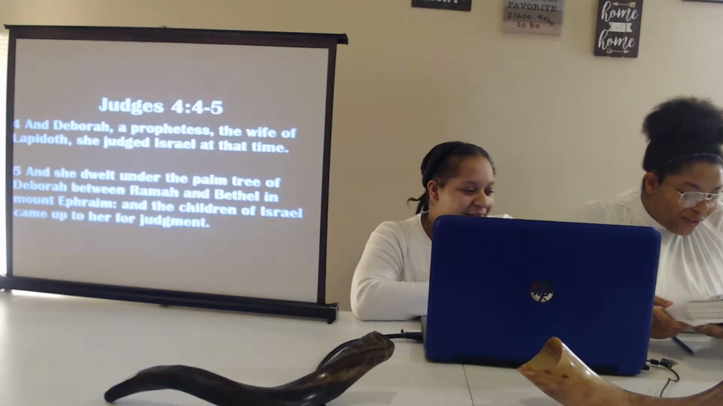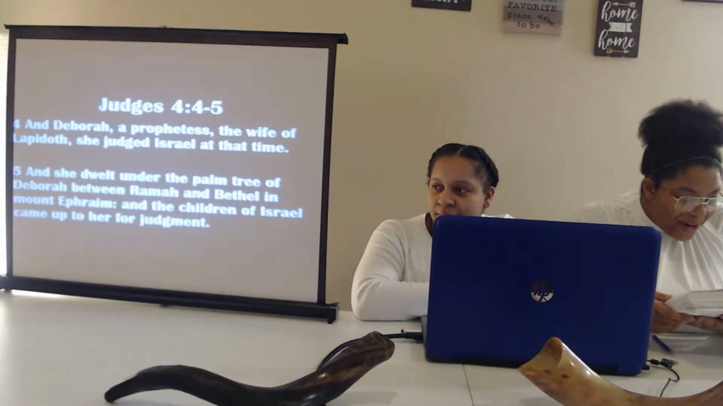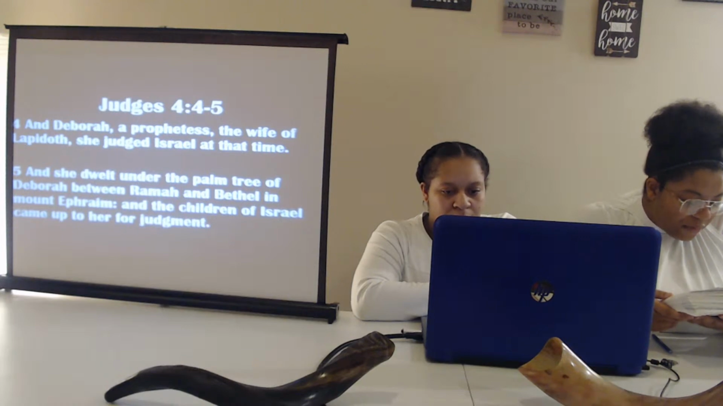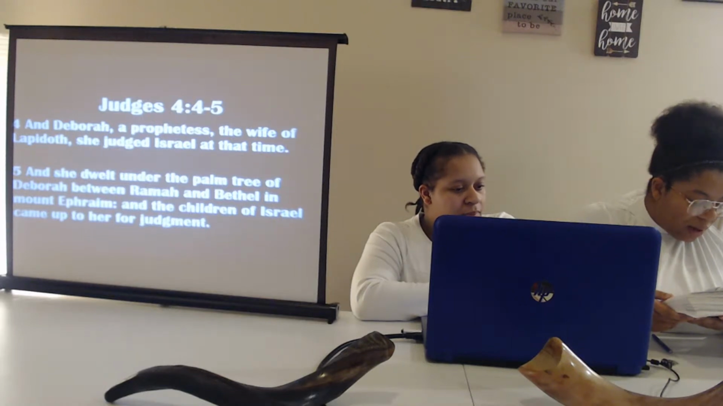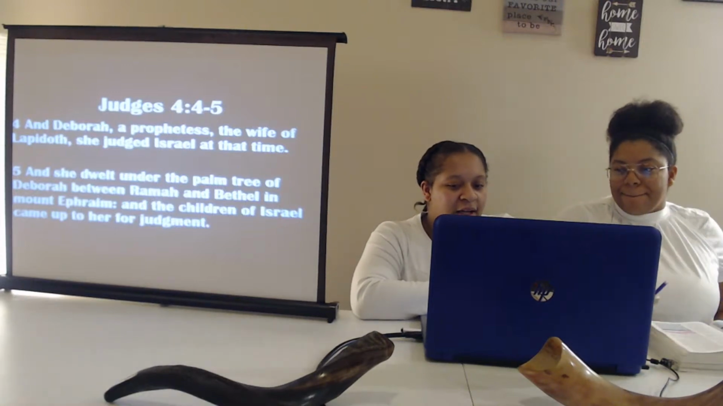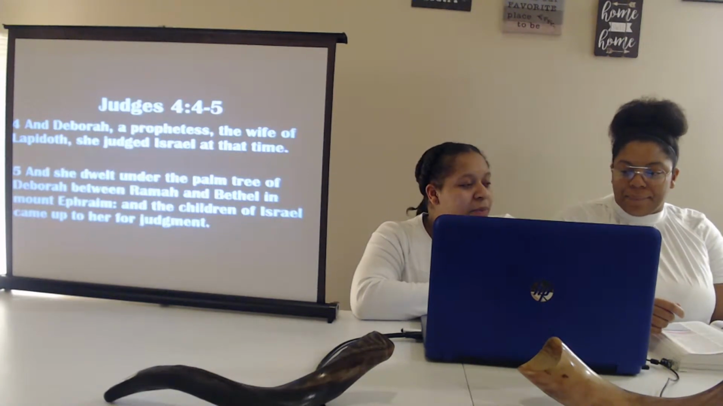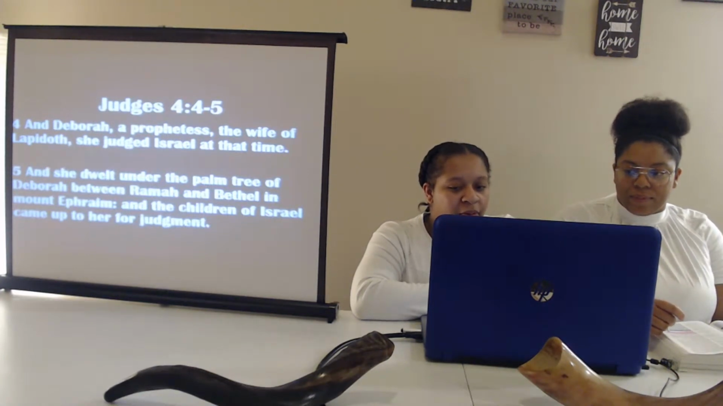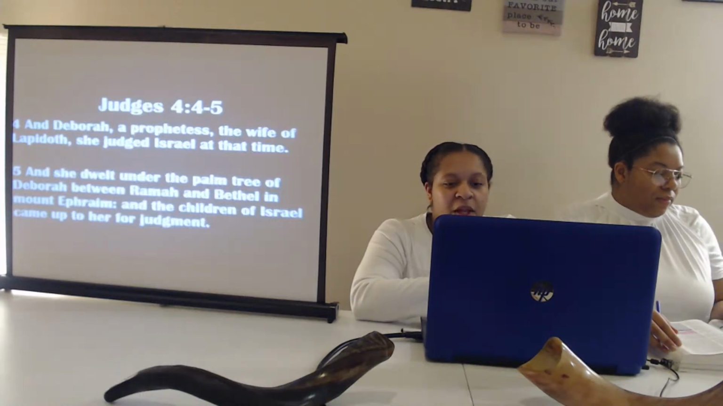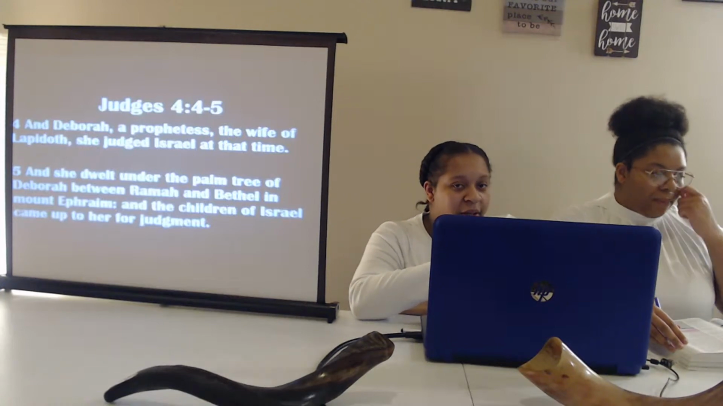Judges chapter 4, verse 4. And Deborah, a prophetess, the wife of Lapidoth, she judged Israel at that time, and she dwelt under the palm tree of Deborah, between Ramah and Bethel, and Mount Ephraim, and the children of Israel came up to her for judgment. So Deborah prophesied the Canaanite defeat by Barak, and Barak was a Hebrew general of the army who, with the help of Deborah, conquered the troops of Sisera, the Canaanite commander. And we also have more on this story later as well.